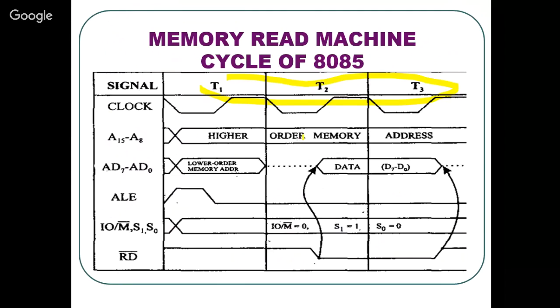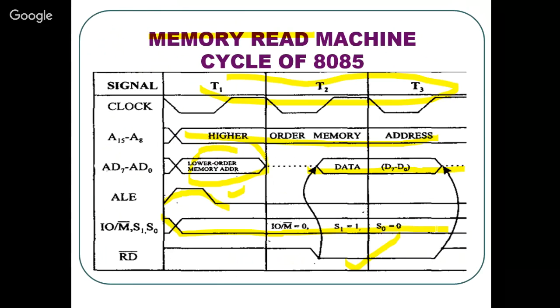The higher order address lines will be available for the three time states, as we said. Then ALE goes high for T1, and the lower order address will be available on the address bus. Then data will be available on the address bus for the second and third time states, because the read bar line goes low at that time. The IOM bar line goes low because it is a memory read, and it will remain low for the entire machine cycle.